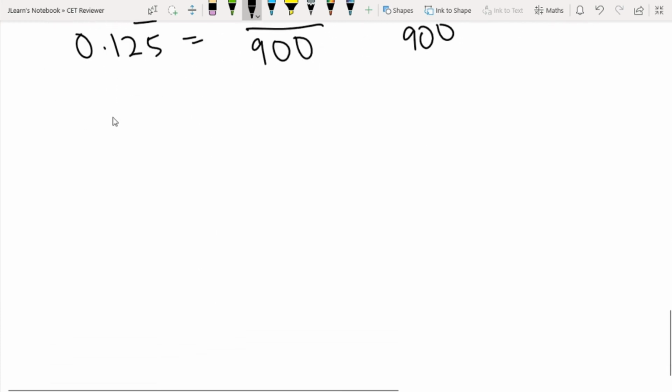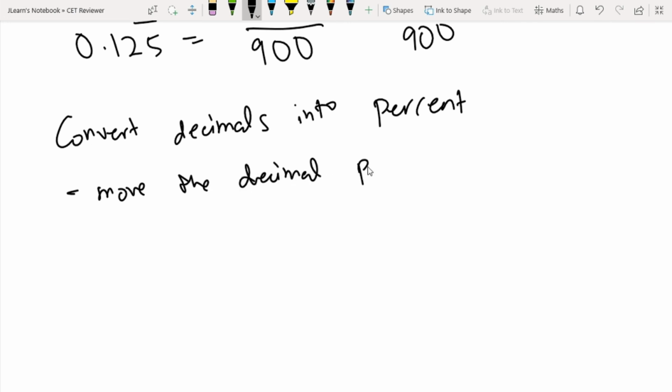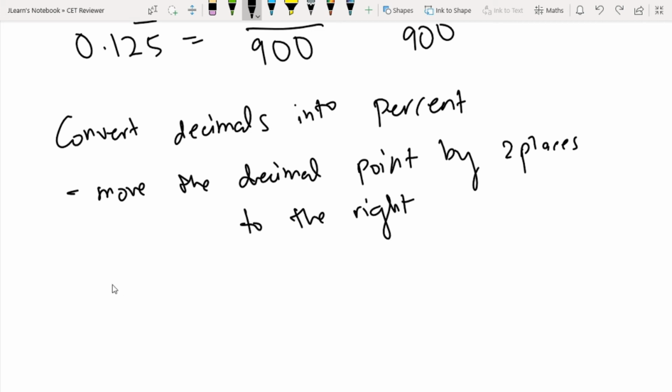So next is how do we convert decimals into percent. Okay, so ito madali lang to. So you just move the decimal point by 2 places to the right. So for example, 0.143, gagawin nating percent, move mo lang yung decimal point to 2 places to the right. So 1, 2, so that will be 14.3. Then lagyan mo lang ng percent sign.